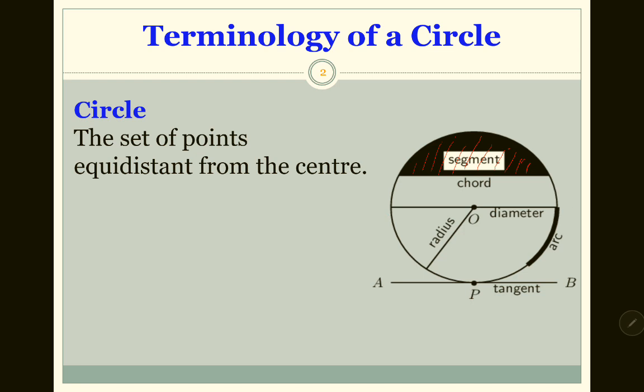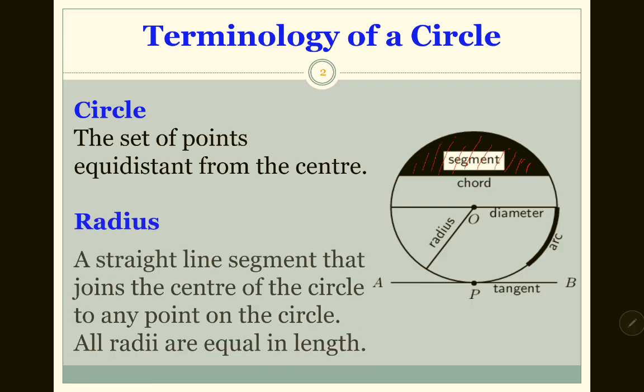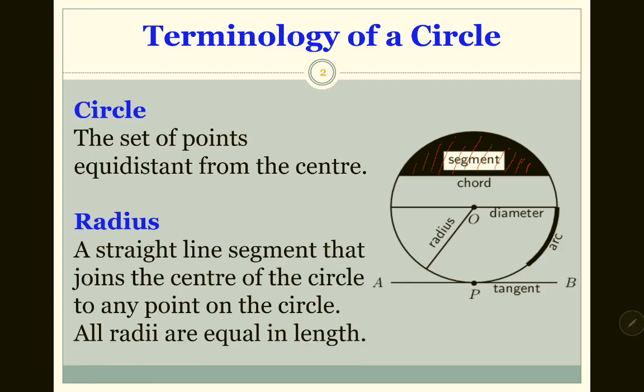And you can achieve this using a radius. A radius is a straight line segment that joins the center of a circle to any point on the circle. All radii are equal in length. So remember, this is just a revision, guys. It's just to remind you of what we are going to be using to answer these theorems.